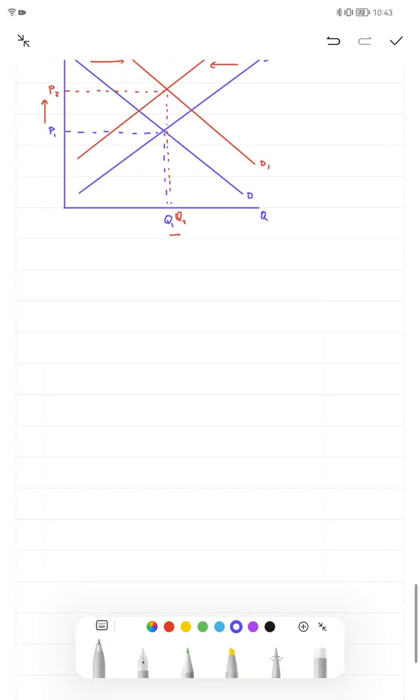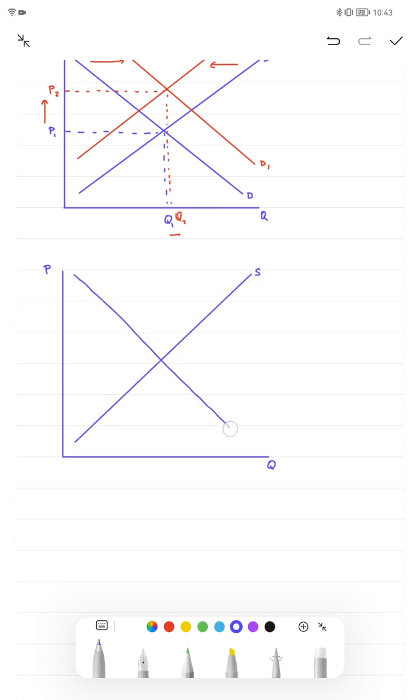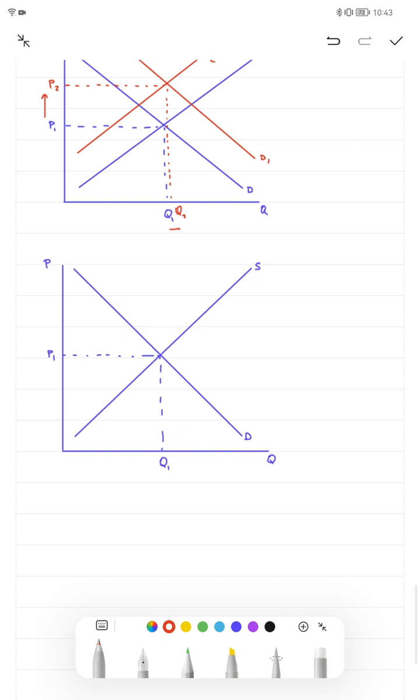But then it also brings us to the point of, why do we have this equilibrium price? Why can't we just charge whatever we wanted? So to really understand this, we need to look at the market equilibrium. So if we have this quantity Q1 and this price P1.